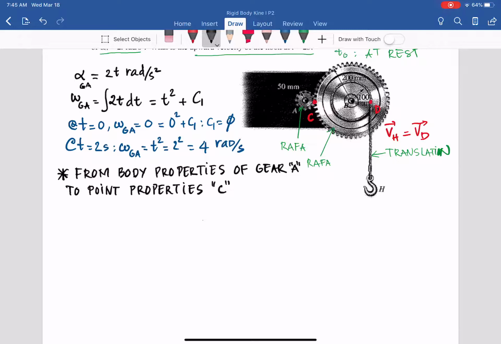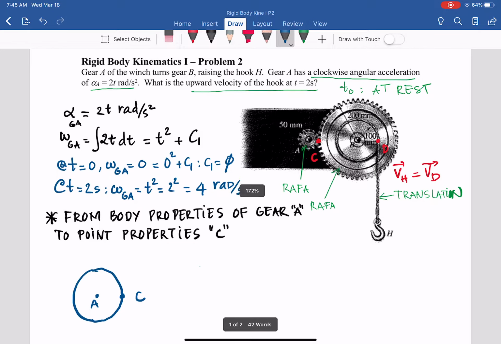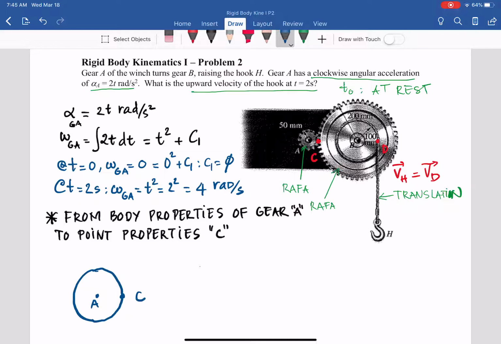You see a rigid body motion. You should go ahead and draw the rigid body sketch for this problem. So we have the gear A, and C, the point that we want to find out, and we want to find out the velocity of point C before we jump on to gear B. So we need to find out the properties for a common point. Let's talk about here. As you can see, 4 radian per second for omega GA.